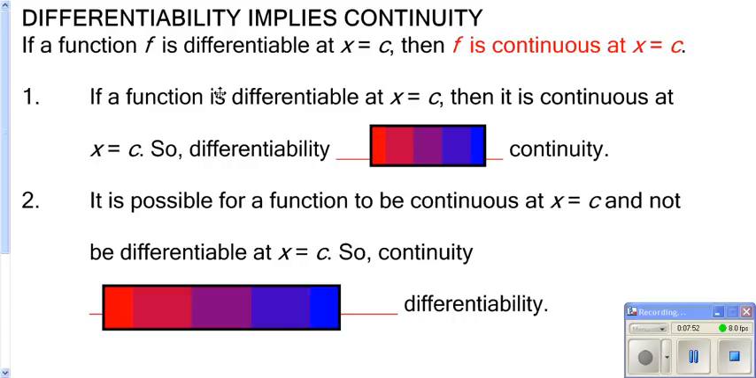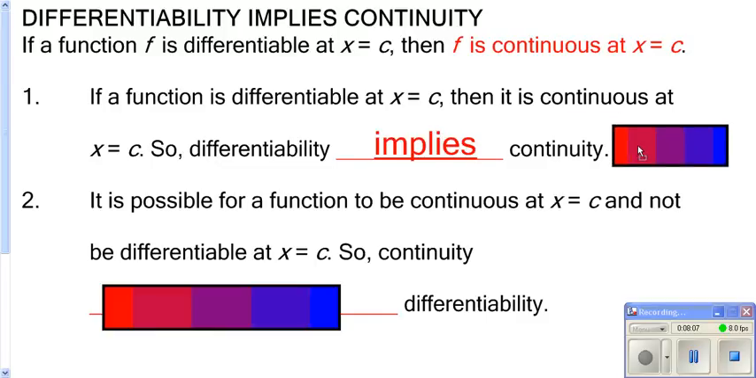So, if a function is differentiable, is the original function continuous? Yes. If a function is differentiable, then it is continuous at c. So differentiability implies continuity. So if a function is differentiable at a particular point, then it is continuous. So this is a second way, instead of going through all three tests of continuity, to be able to show that a function is continuous at a particular point.